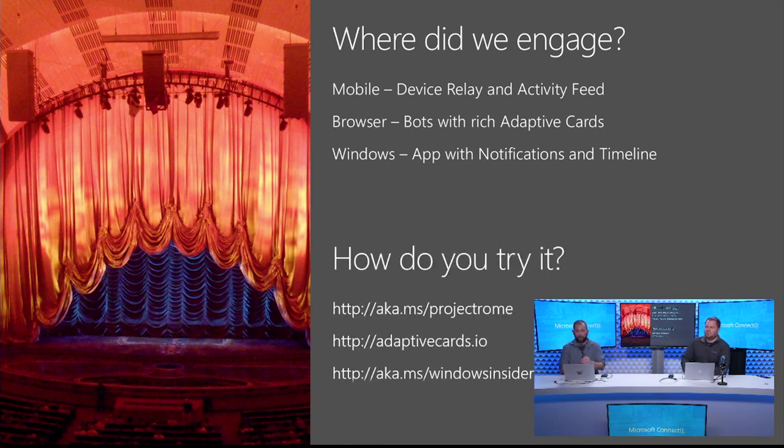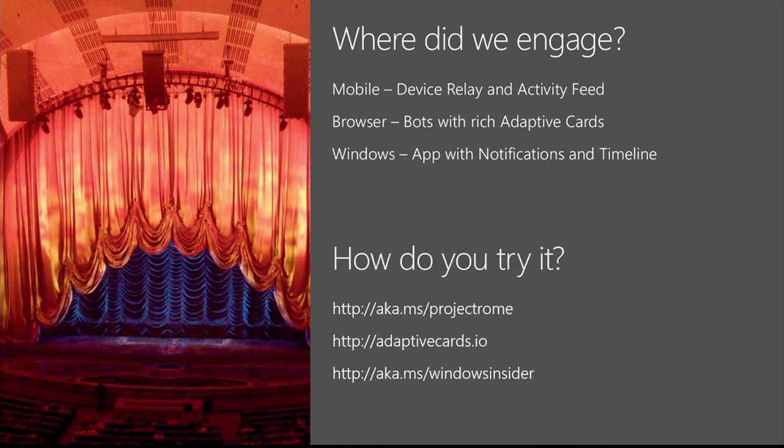And then you want to try it yourself? Awesome. We'd love for you to try it. Go to any of these websites. If you want to use some of the Graph and some of the device relay stuff, go to aka.ms/ProjectRome. Everything's there: great, easy to use SDKs, and easy to use documentation about the APIs. Sean showed you adaptivecards.io, so you can go there. And if you want to get on an Insider build so that you can try this stuff out, just go to aka.ms/WindowsInsider, and some of this stuff will start rolling in.